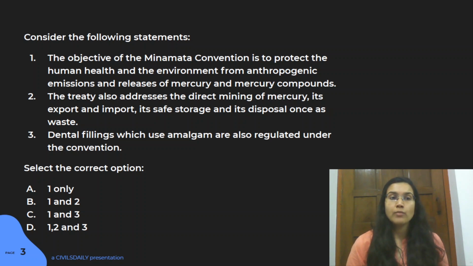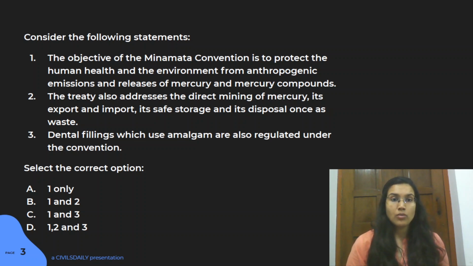Now, if you're able to know that, okay, Minamata Convention deals with mercury, and if you look at the first statement here, it says mercury compounds also. So you can easily take a guess that the third statement, that is dental filling, which uses amalgam, which is actually one of the mercury compound, will be covered under this particular convention, right? So even by your trial and error basis, you can easily say that 1 and 3 statement is completely right. So you're left with what? C and D as an option.